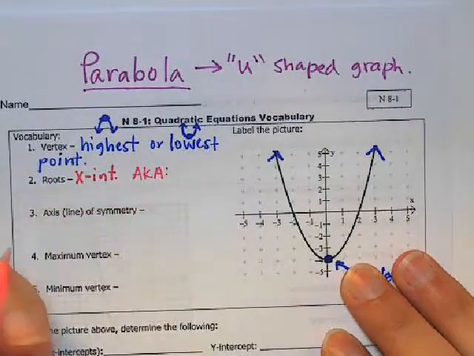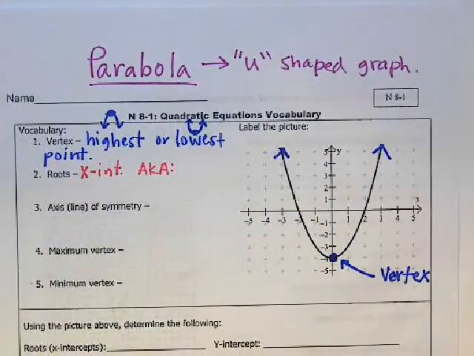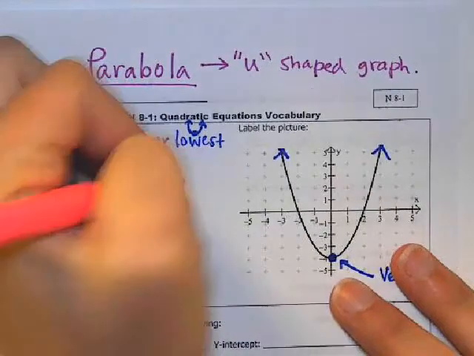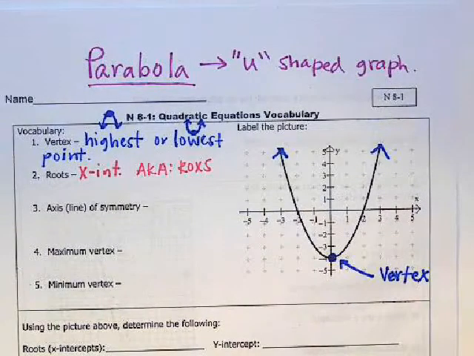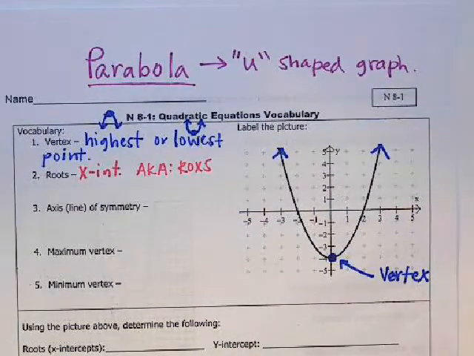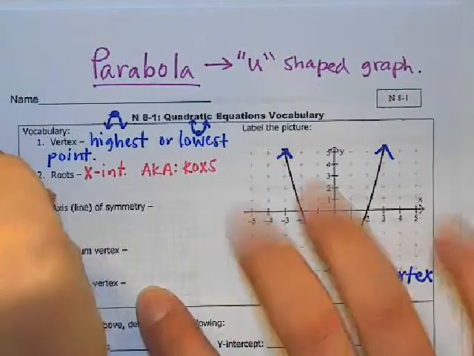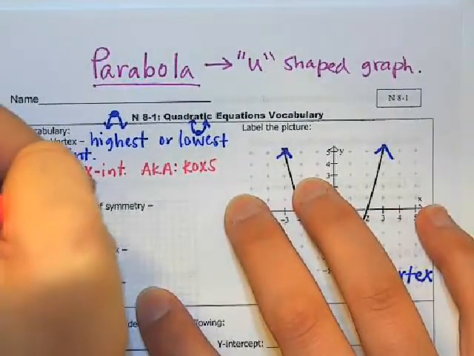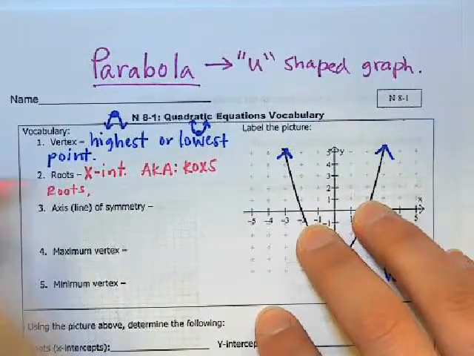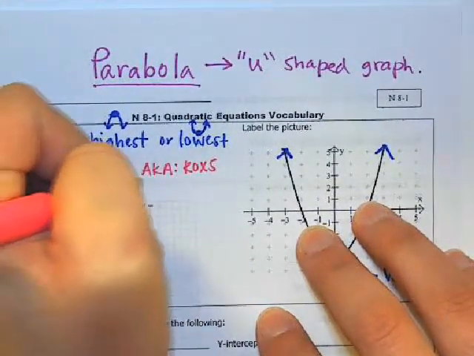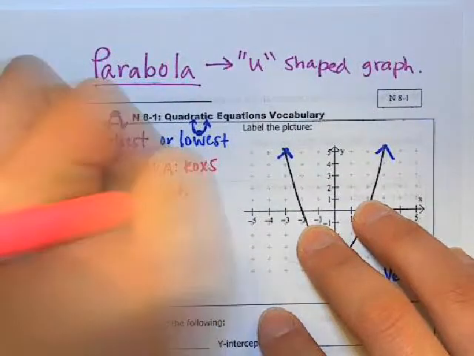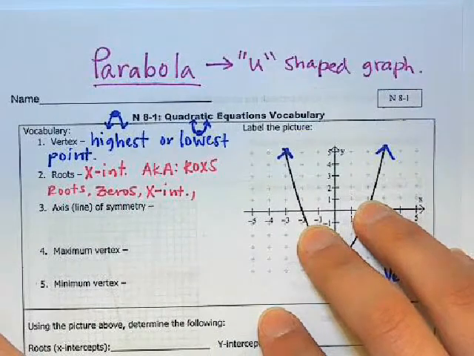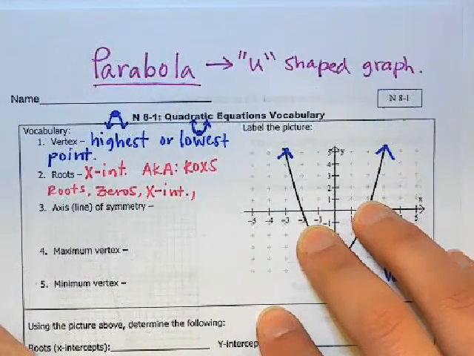Now, this is my trick. This is not a real math word. Rocks. We've talked about rocks. That's not a real math word. But look up here on the board. You guys know how I have rocks up here? What's the R stand for? Root. What's the O stand for? Zeros. The X's. X-intercept. And what's my S? Solutions.